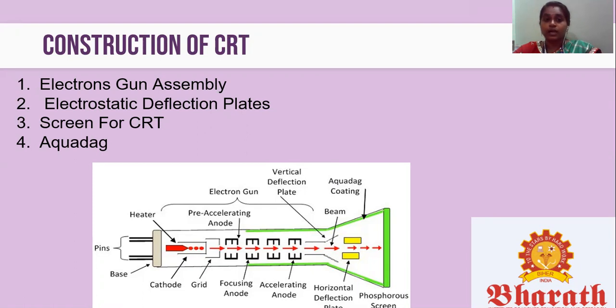And the last one is aquadag. The aquadag is the aqueous solution of graphite which is connected to the secondary of the anode. The aquadag collects the secondary emitted electrons, which are necessary to keep the CRT screen in a state of electrical equilibrium.